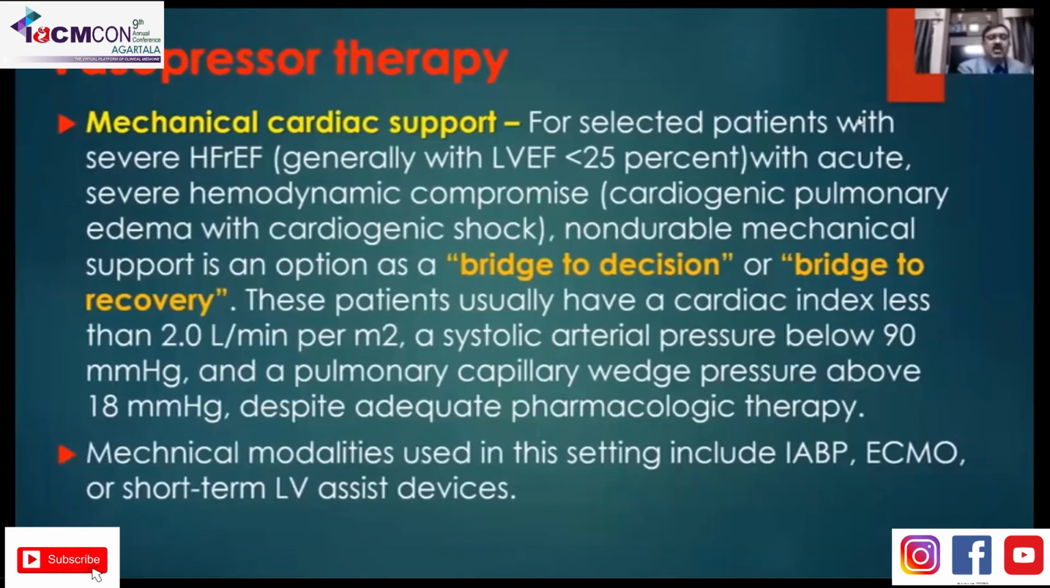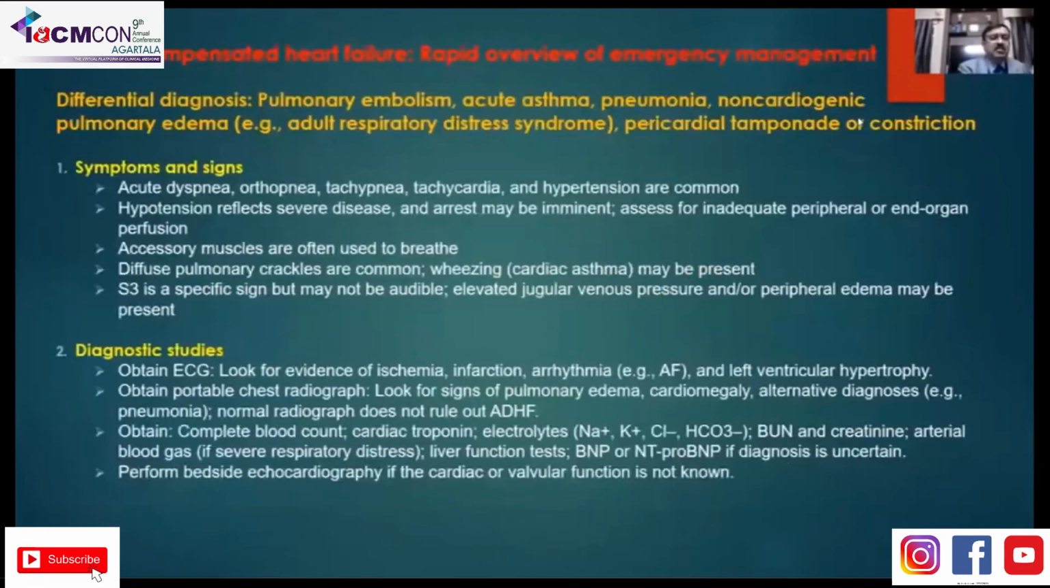And we can use them very judiciously in patients whose cardiac index is very low, blood pressure is less than 90, and PCWP is more than 18, and who cannot really be maintained on inotropes and other drugs. Mechanical circulatory support is indeed very handy. So this is the sum total. We should differentiate other etiologies of acute shortness of breath before you come to a diagnosis of acute heart failure.